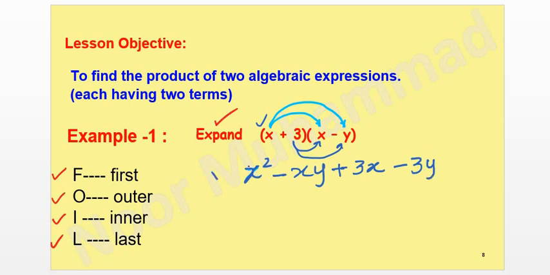When we are done with this step, then we have to see whether we have any like terms, meaning terms with the same variables. Here I have x squared, none of the other terms has x squared. Here I have xy, no other term has xy. This is x, no other term has x. This one is y, no other term has y. So we will leave our answer like that. This means that the brackets have been expanded and this is the final answer.